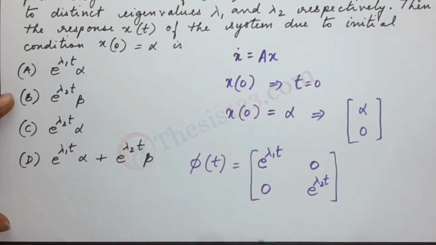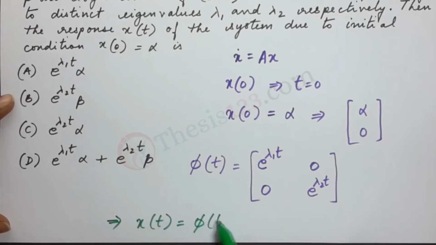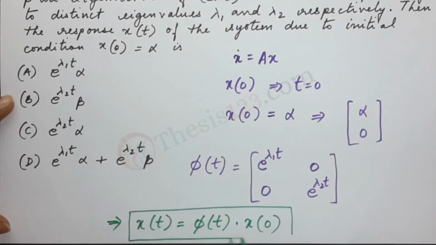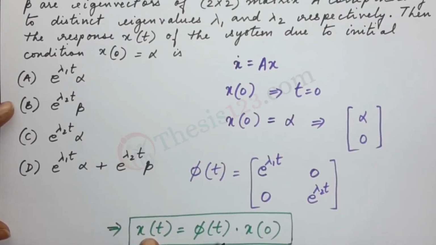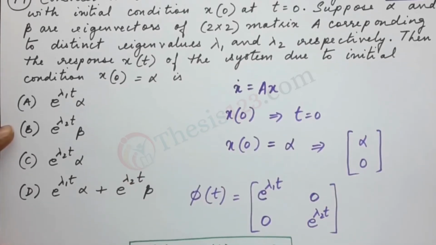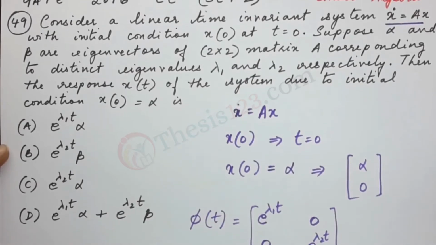Now the response x of t, now this is important. The response x of t in terms of the initial condition can be written as x of t is equal to phi of t into the initial condition x of 0. Now this is very important. This is the standard expression where the response can be written as x of t equals phi of t times x of 0. Okay.